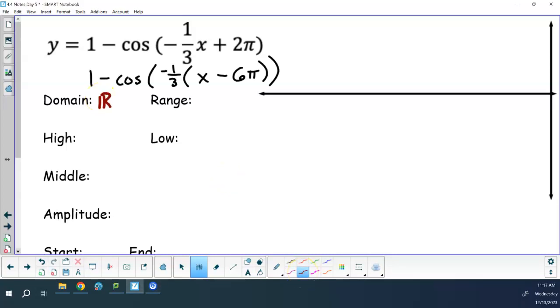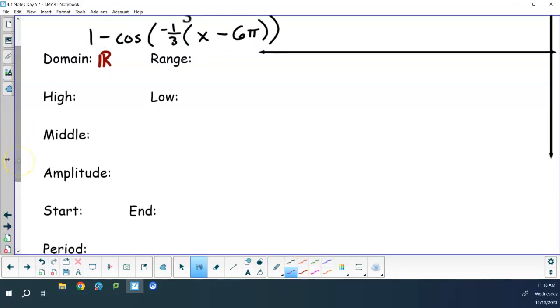So I got a domain of all real numbers. That's the easy one. My domain experts tell me that that's all real numbers. Okay? I got a middle. Where's my middle? Middle's at 1. Okay? What's my amplitude? 1. Which means my high is at 2, my low is at 0. My range goes from 0 to 2.